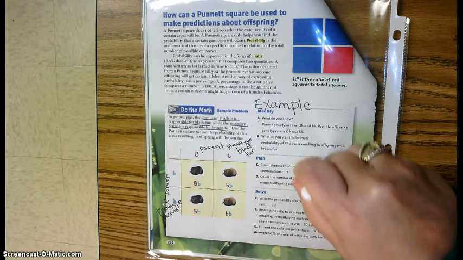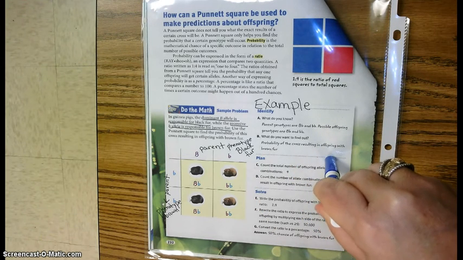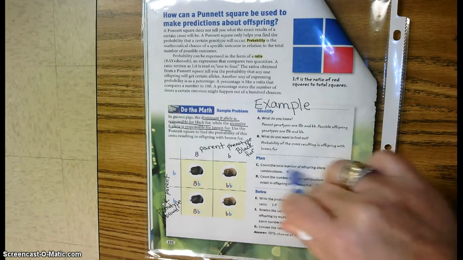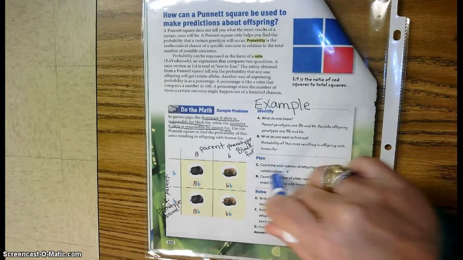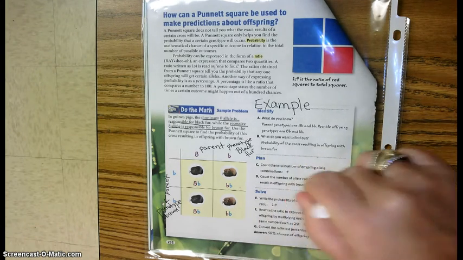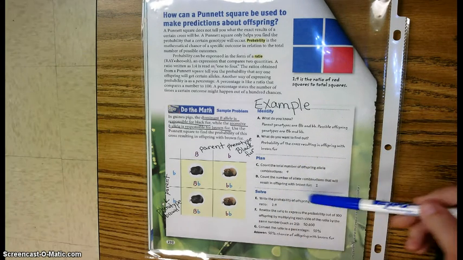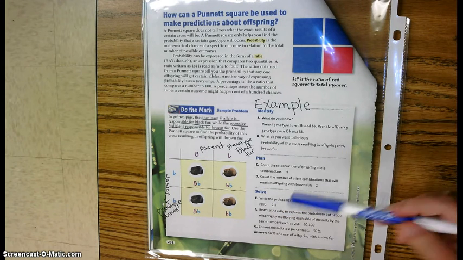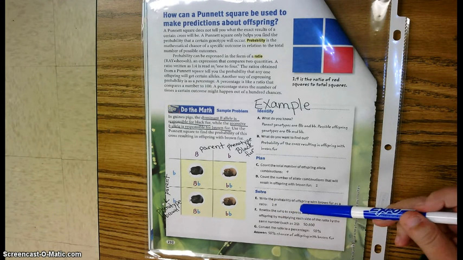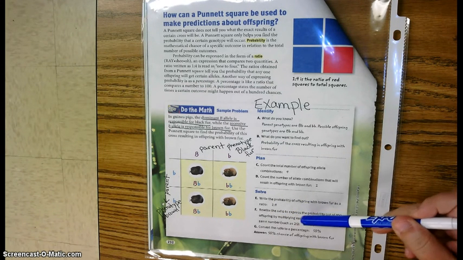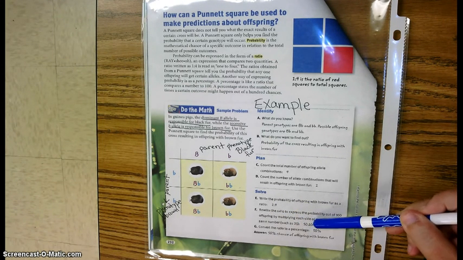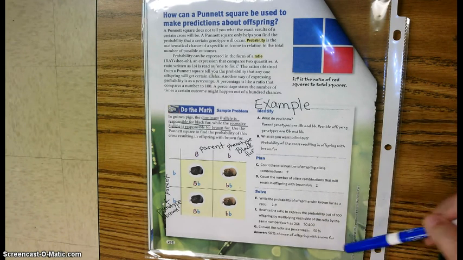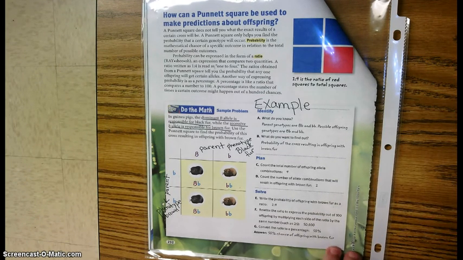So first you count the total number of combinations. That's 1, 2, 3, 4 boxes. Count the allele combinations that result in brown fur: 1, 2. So we would write the probability of the offspring having brown fur is 2 to 4. You could rewrite it as 50 out of 100, which is equivalent to 2 out of 4. You could also change that to a 50% chance that you'll get brown fur.